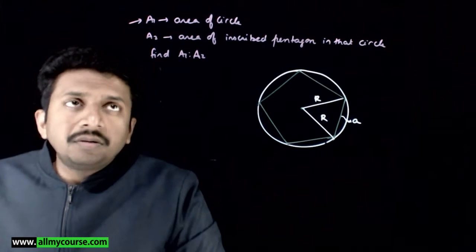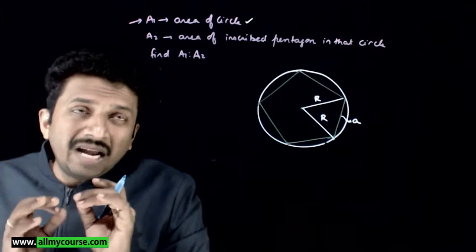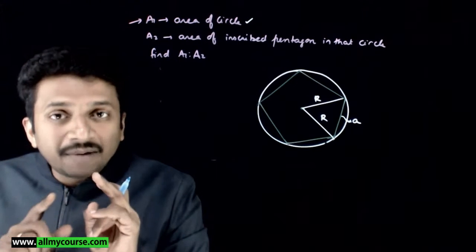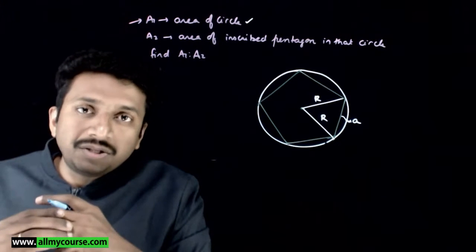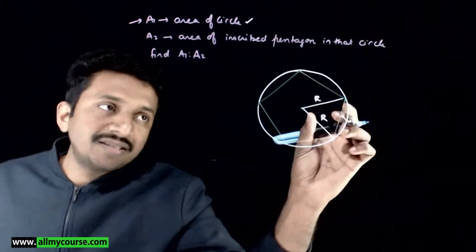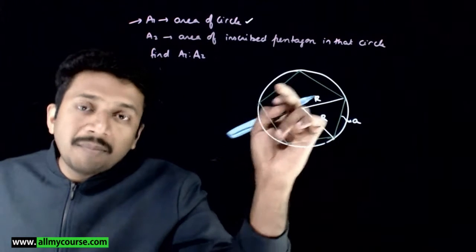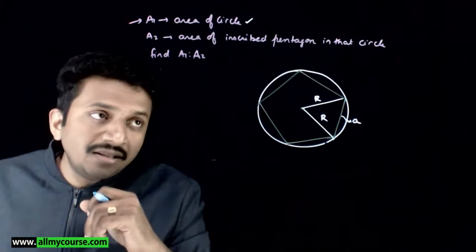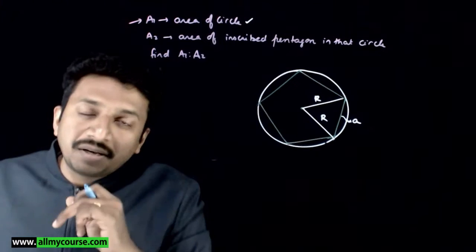So in this question, you're given that A1 is the area of the circle and A2 is the area of the inscribed pentagon in that circle. You're asked to find A1 is to A2. So you have a circle of radius R and you have an inscribed pentagon inside this circle. So you're asked to find the ratio of the area of the circle to the area of the pentagon.